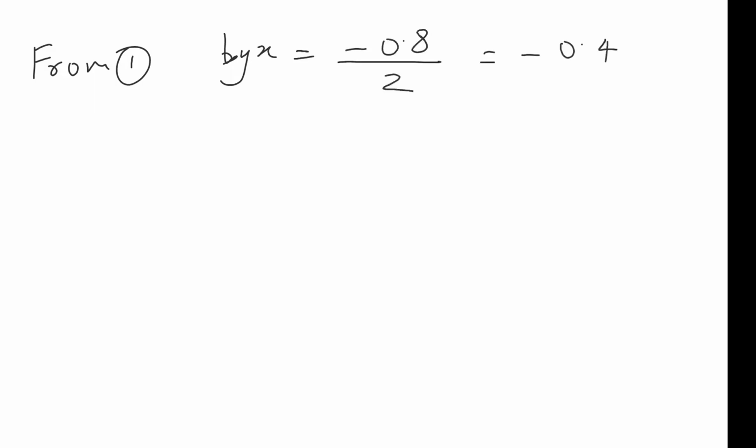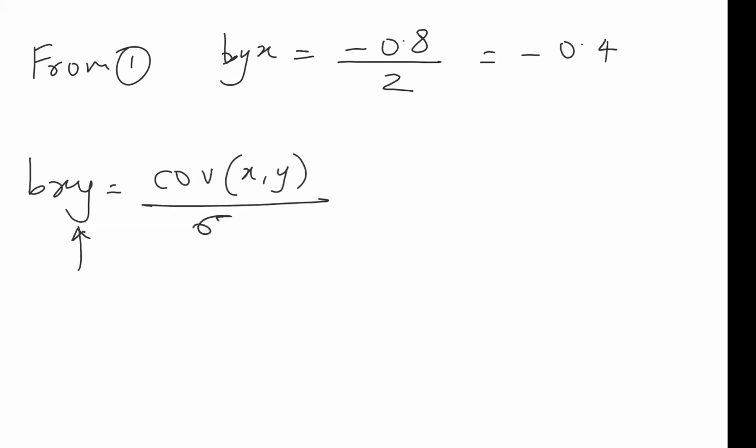We can just put these values in equation number 1 and get the answer for byx. So from 1, byx is equal to covariance of xy, that is minus 0.8, and this is 2, so this is minus 0.4. Okay, right? So we got byx. Now we are interested in bxy. Bxy, again the same formula in terms of covariance of xy upon standard deviation of y square, equation number 2.